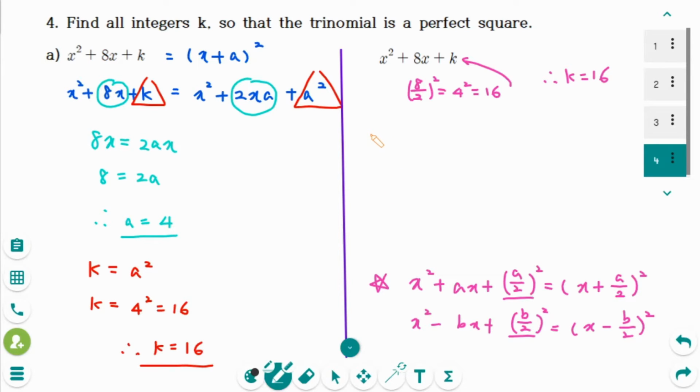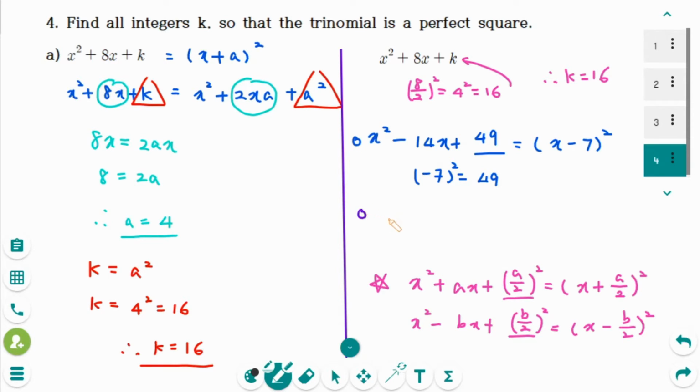Let's try x squared minus 14x plus some number. Then what is the last term? So minus 14 divided by 2 is minus 7, then squared, which is 49. So this is 49. Then the factored form is x, follow the sign, minus 7 squared.